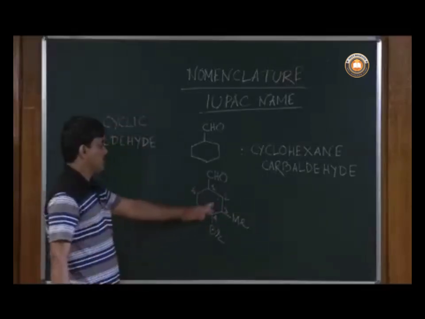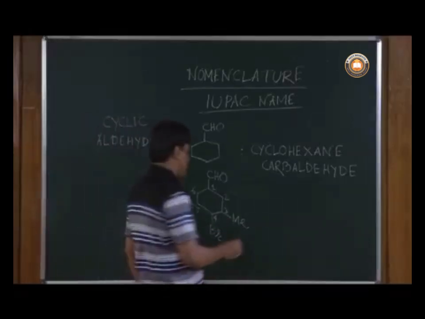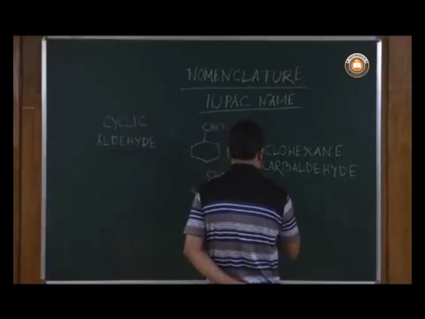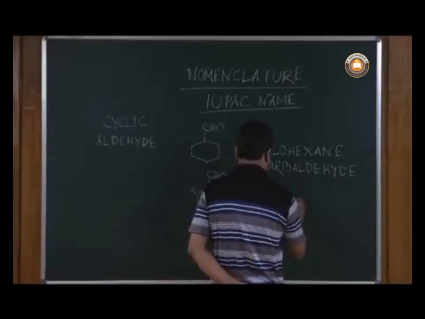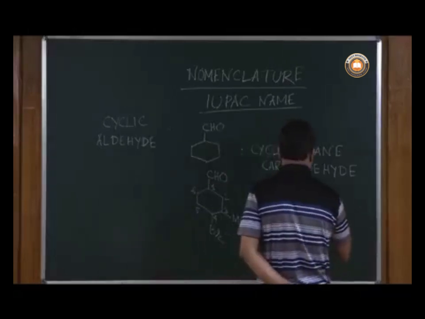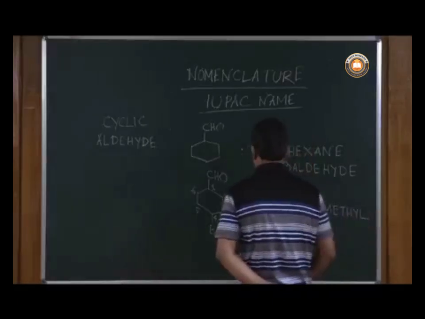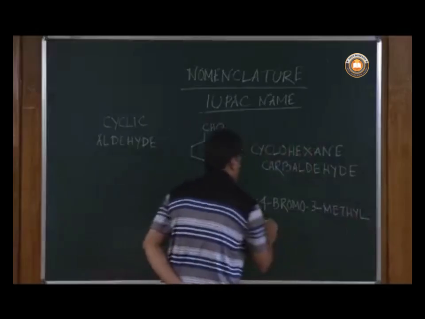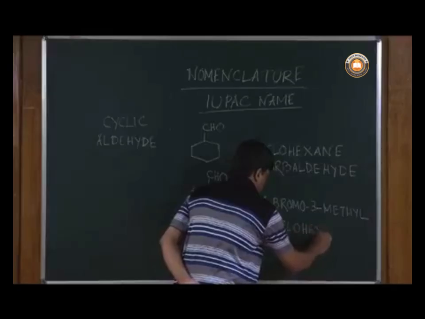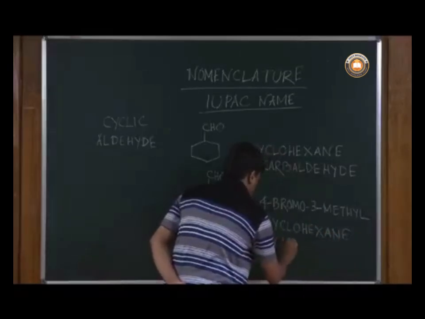What will be the name of this compound? Here there are substituents, so you have to arrange the substituents in alphabetical order. So, 4-bromo-3-methyl cyclohexane carbaldehyde.